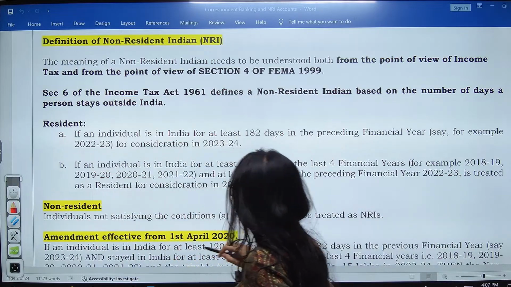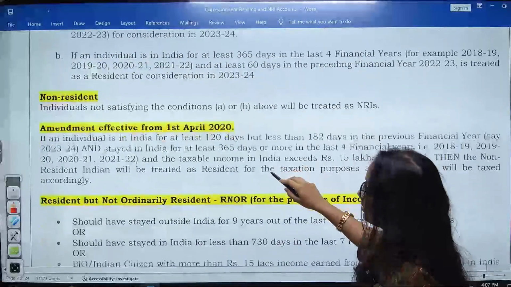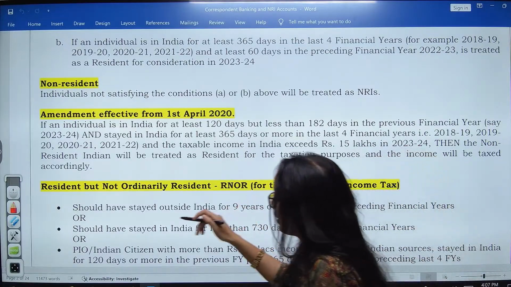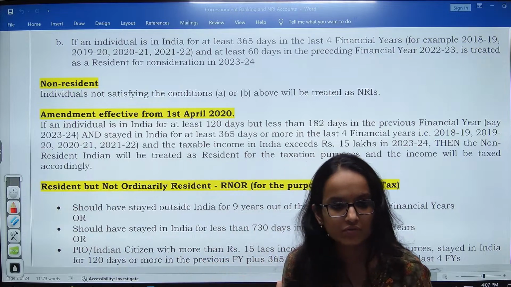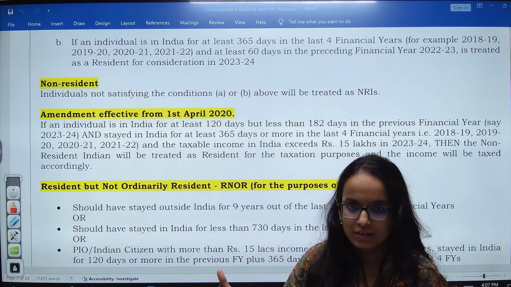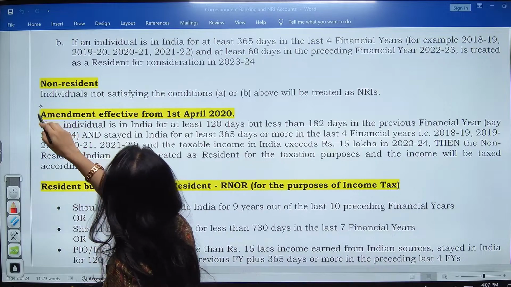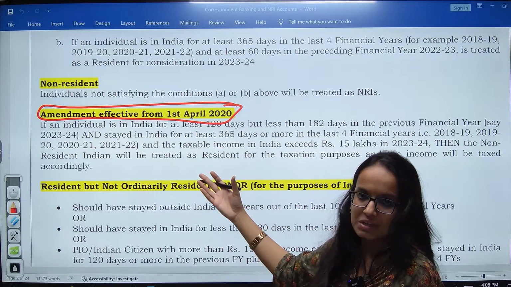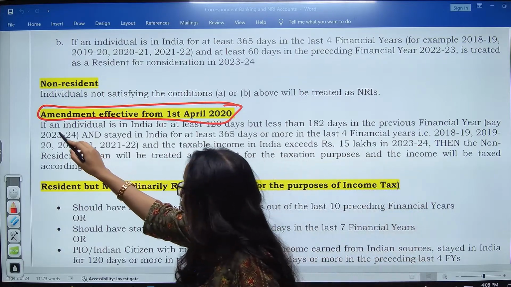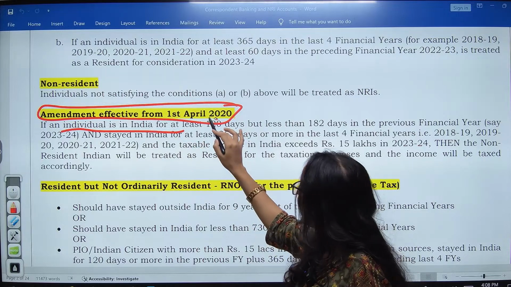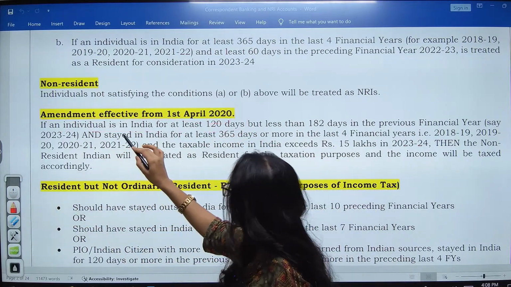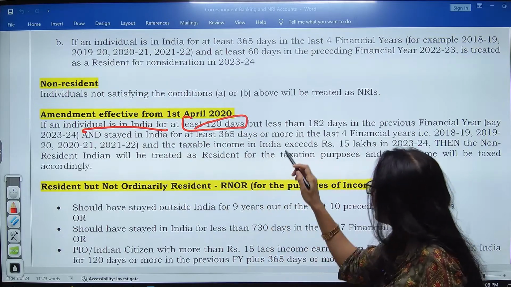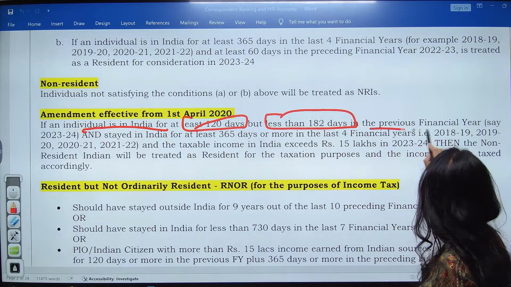Now, there was an amendment done to the provision, and that amendment has a new provision with regard to resident and non-resident. What does the amendment say? The amendment was effective from 1st April 2020. Okay, it says if an individual is in India for at least 120 days, but less than 182 days in the previous financial year.